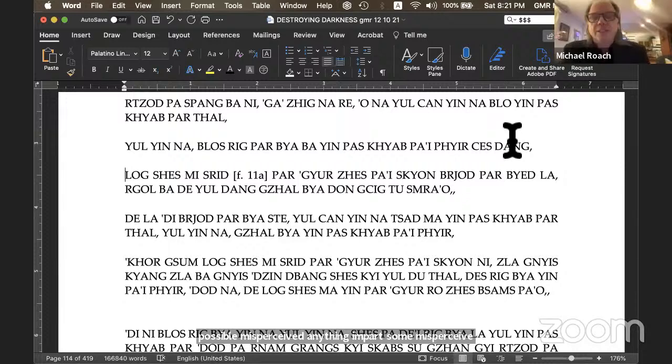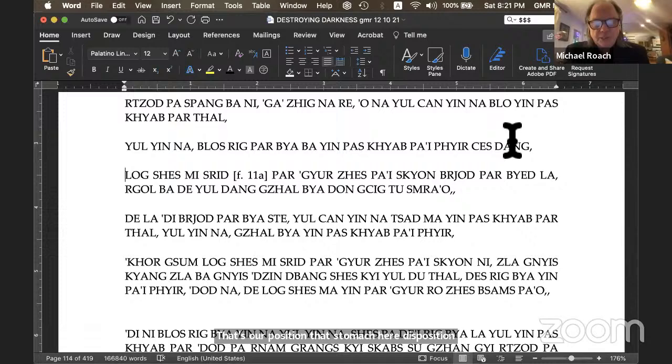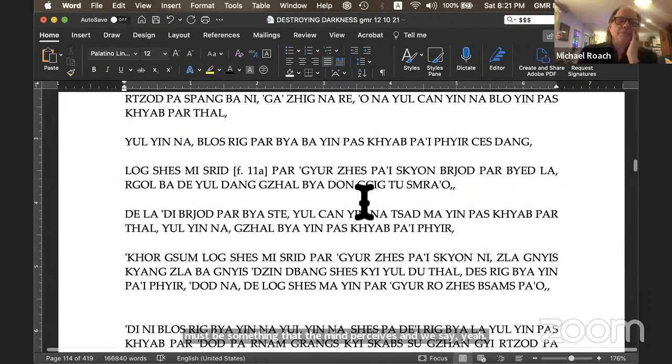Okay, let's go at it again. Yo, meaning existing object, is anything which you perceive with your mind. That's our definition. That's our position. That's Dharmakirti's position. The definition of existing object is anything you see with the mind. And then the other guy says, well, then if something has an object, it has to be mind, right? We say, yeah. And we say, well, then if it's an object, it must be something that the mind perceives. And we say, yeah. And then he says, okay, so it's impossible to misperceive anything.